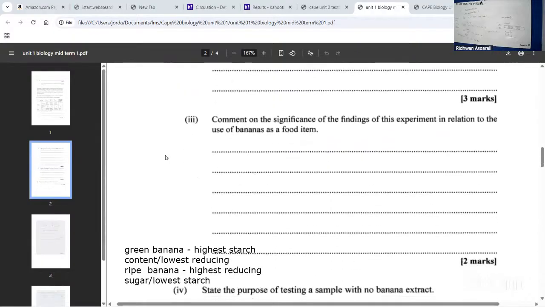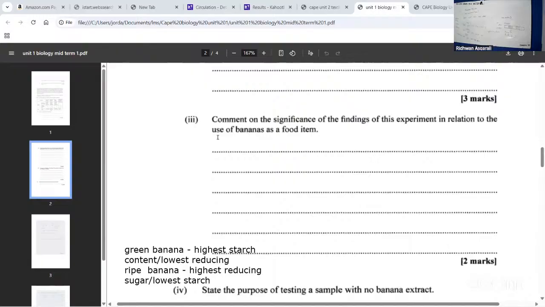Right, so what is the significance of the findings in this experiment in relation to bananas as a food item? So why is this useful? What would you use this information for? Why is it important to know what kind of nutrients the banana contains? What aspect of life is that useful for?